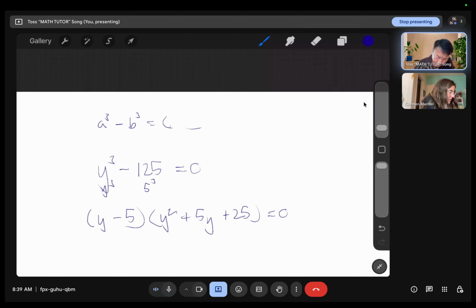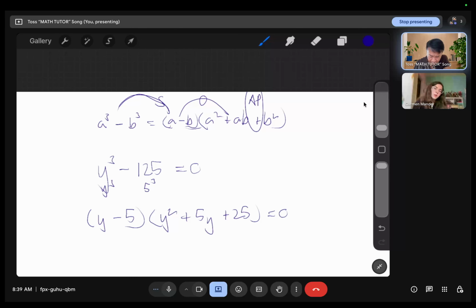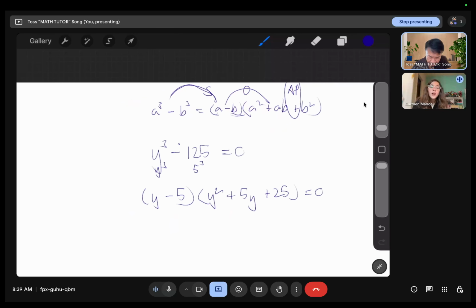Let's see the formula. So it's a minus b, this will be the same, and then a squared plus ab plus b squared. The SOAP. I think you guys use SOAP. Same here: S, opposite here, and always plus, AP, always plus here. Don't forget, I'm coming from here.